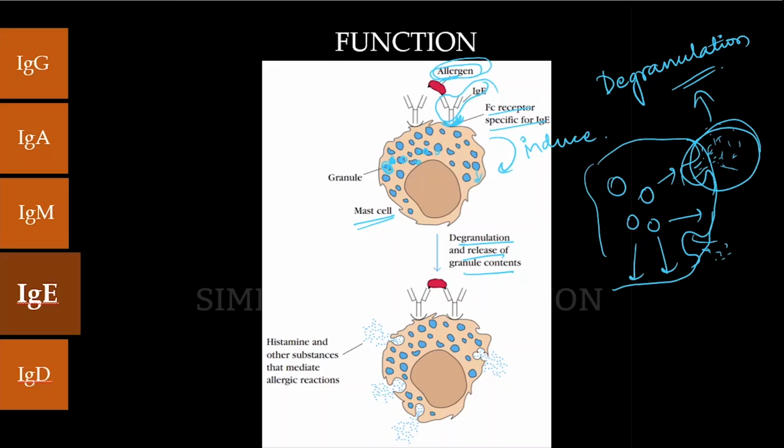As a result, active mediators are released: histamine and other substances that mediate allergic reactions. Here we can see this degranulation happening. So this was all about the function of IgE.